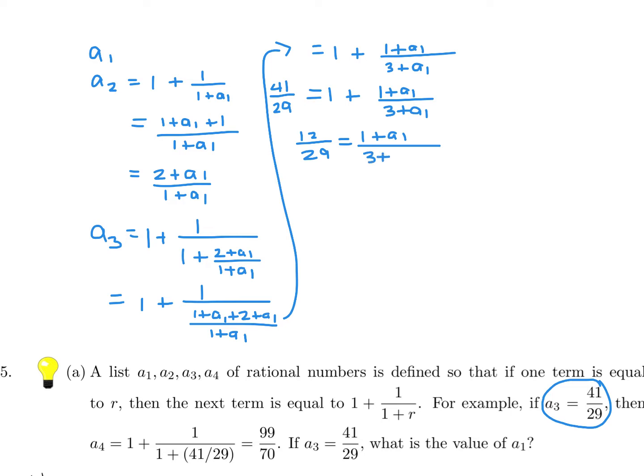I think there was a 2A1 here. Sorry about that. Yeah, there's a 2 in there. If you look at that, there's 2 A1s, so 2A1. Okay, now I just have to cross multiply, and it shouldn't be that bad. So 36 plus 24 A1 is equal to 29 plus 29 A1. And let's see here, 5A1 is equal to 7. So therefore A1 is equal to 7 over 5. And that's what they wanted.